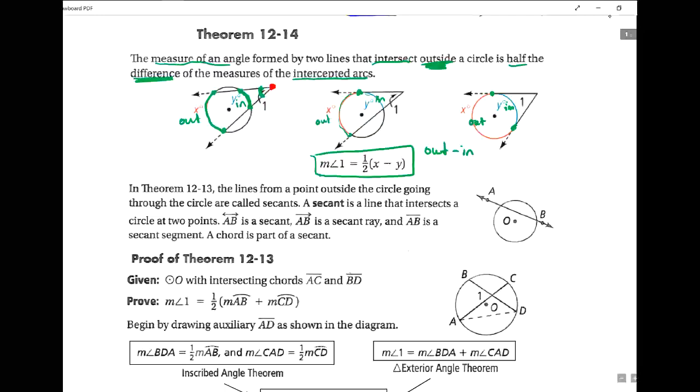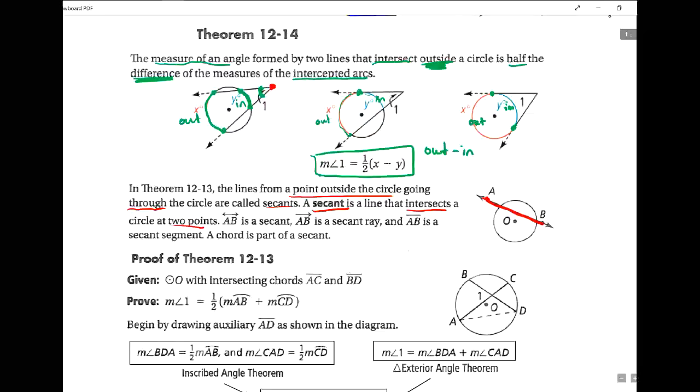We have a definition here. Lines from a point outside a circle that go through the circle are called secants. A secant intersects your circle at 2 points. Over here, line AB is a secant. Ray AB is a secant ray, and segment AB is a secant segment.